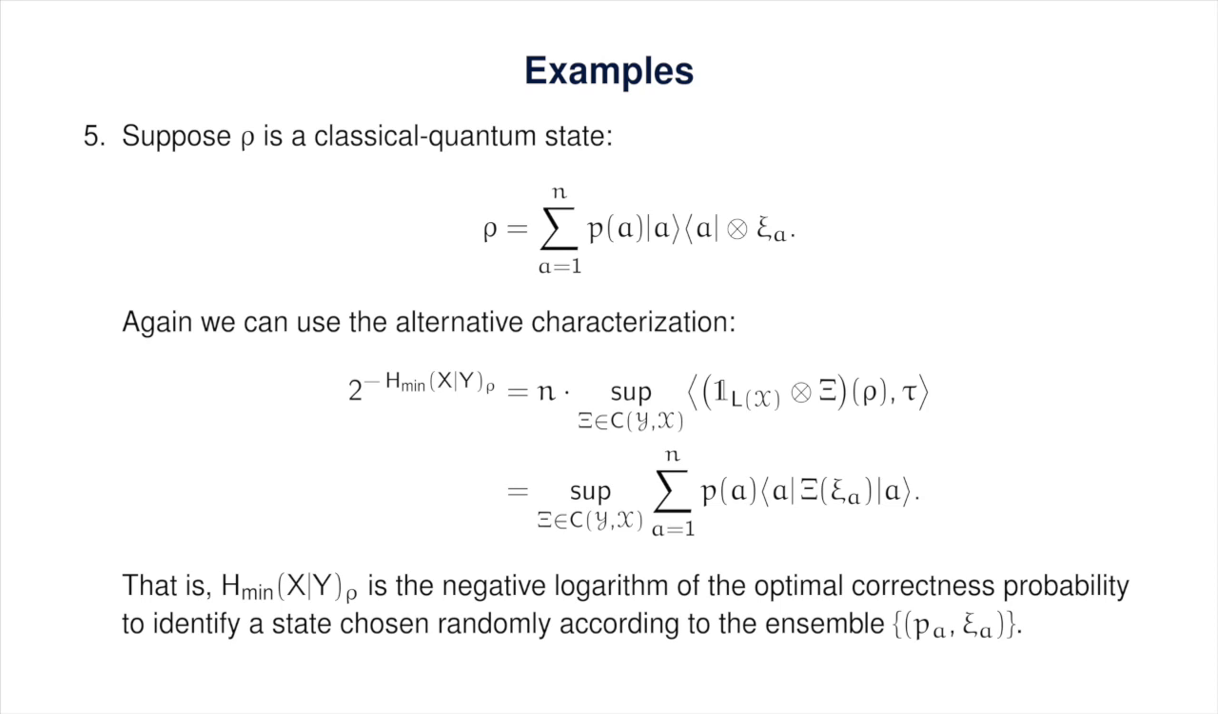If you can discriminate the states with high probability, then the conditional min-entropy will of course be non-negative, but small, 0 in the case of a perfect discrimination. And that is what you would expect from a quantity measuring your uncertainty about x given y. And it will be large when the optimal guessing probability is small.